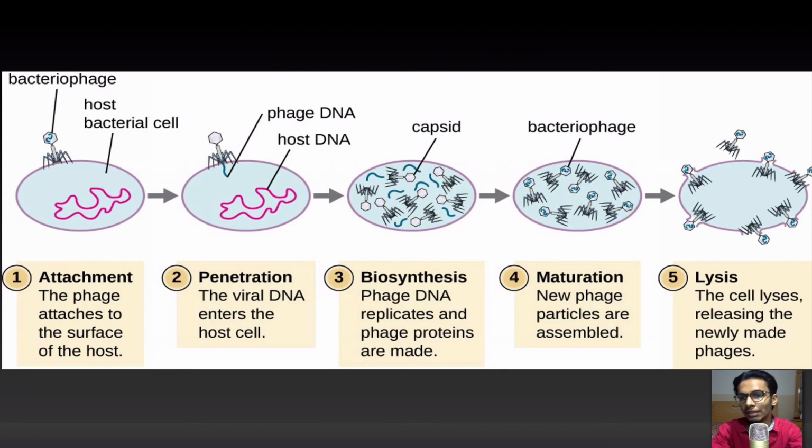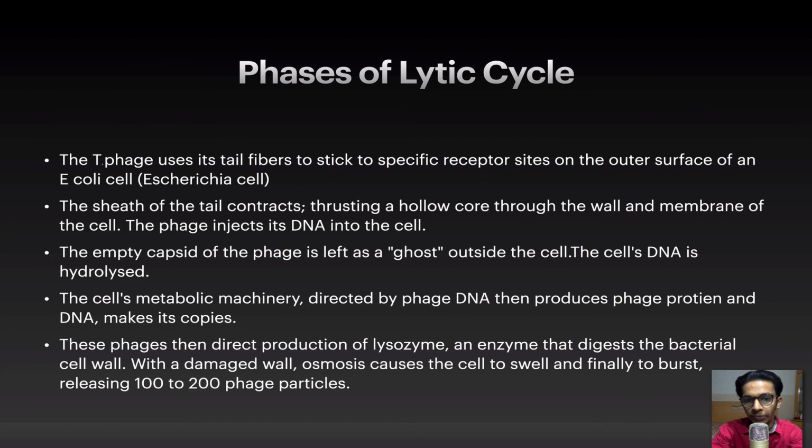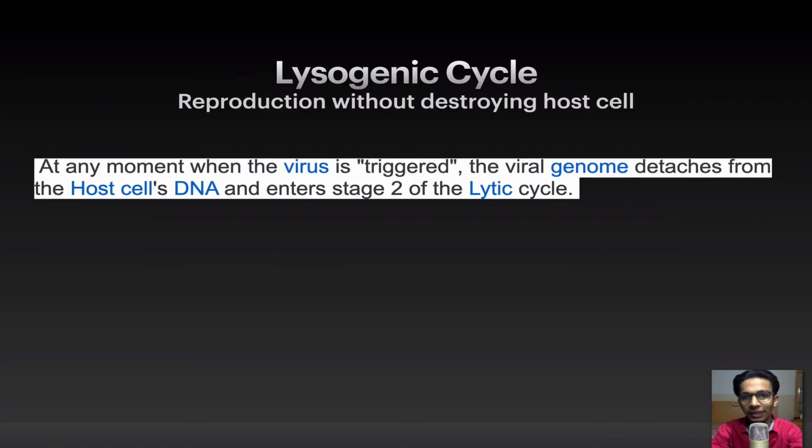And what happens in stage 2 of the lytic cycle? We can say the phage DNA starts producing its own head, tail piece, and the sheath and everything, and starts making its copies. And then in the end, death of the cell occurs, and there are 100 to 200 phage particles. That's what it is.